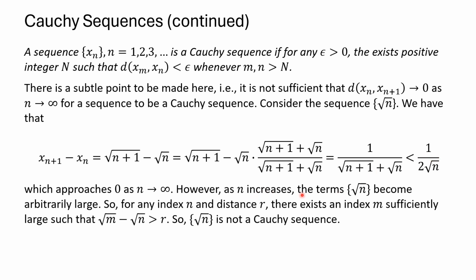However, as n increases, the terms square root of n become arbitrarily large. We know that. This blows up to infinity. So for any index N and distance r, there exists an m sufficiently large such that the square root of m minus the square root of N is bigger than that r, which means we can never find this N that we're looking for to show that it's a Cauchy sequence. And of course it's not.